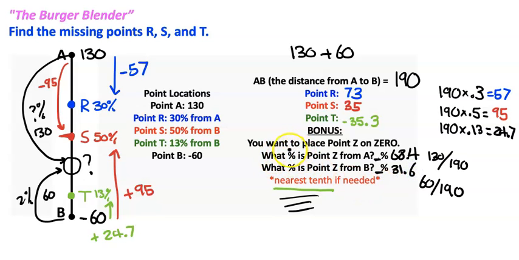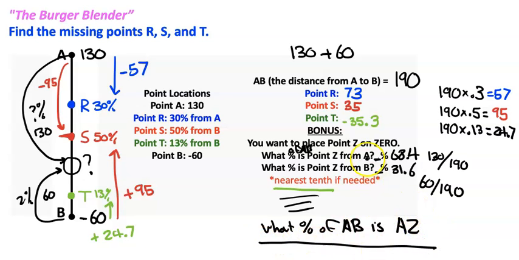Okay, what percent of AB is point Z from A? Technically, the best way to word that, I would say, what percent of AB is AZ? That would actually be the best way to write it. So maybe by the time you're taking this, it's been reworded and it looks more like this. I think that would be probably the best way to ask that question. So anyway, it's the same math.